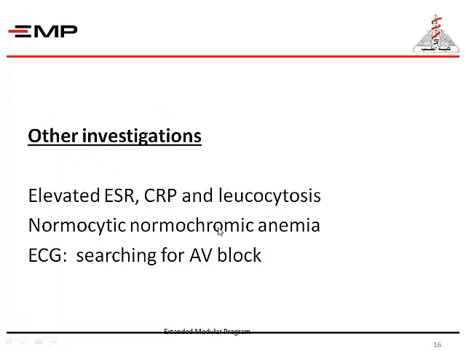Other investigations include elevated ESR, CRP, and leukocytosis, normocytic normochromic anemia, and it's important to have an ECG to search for AV nodal block.